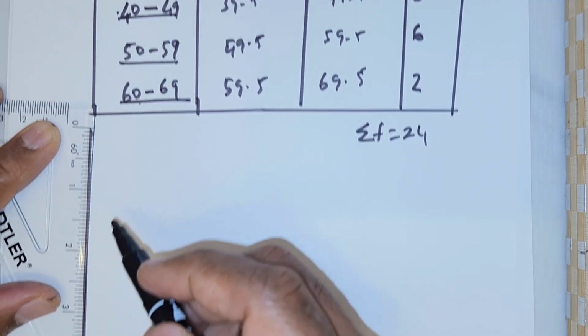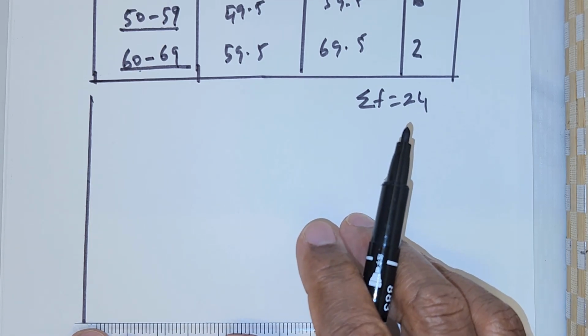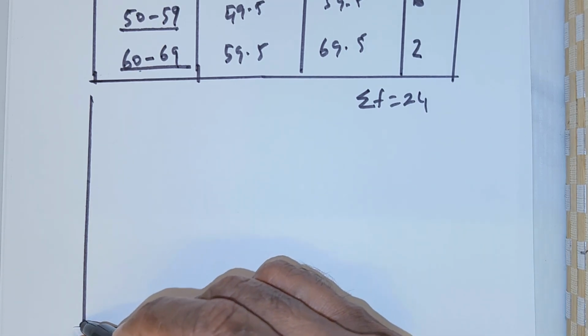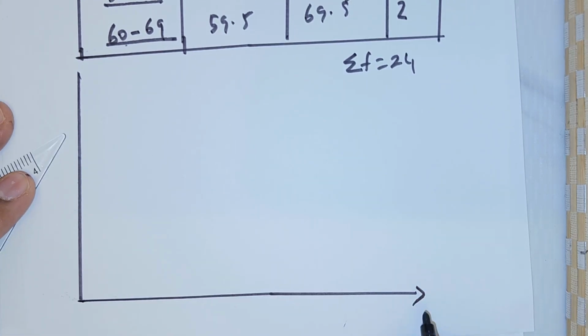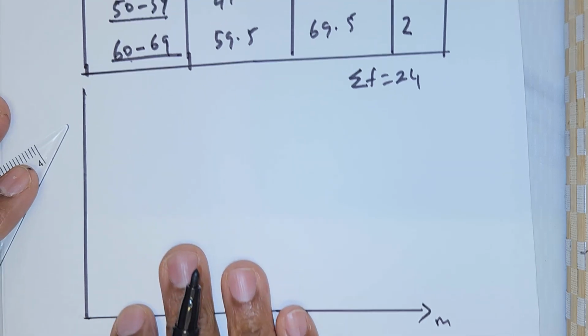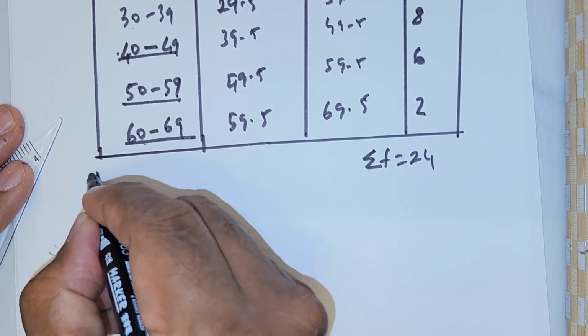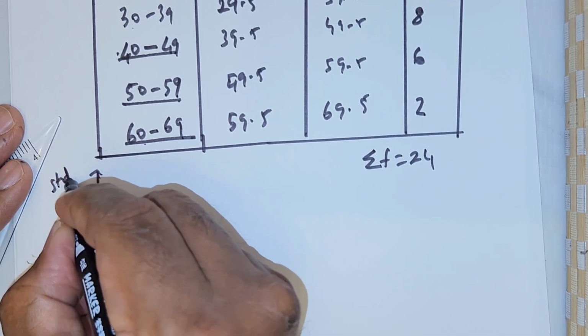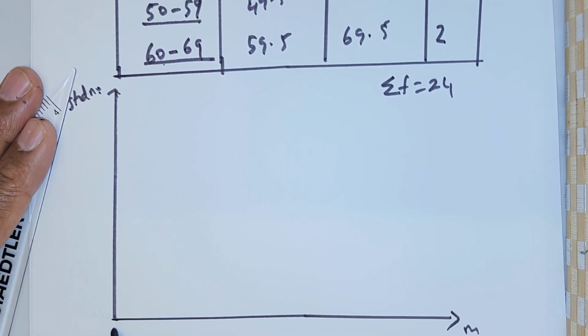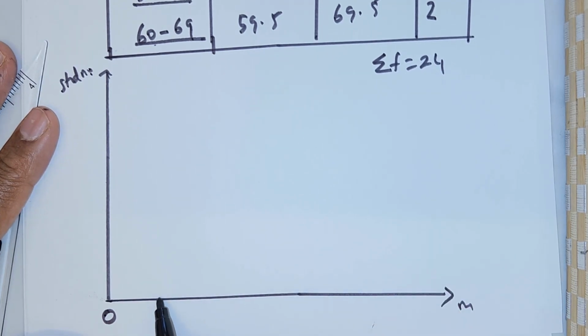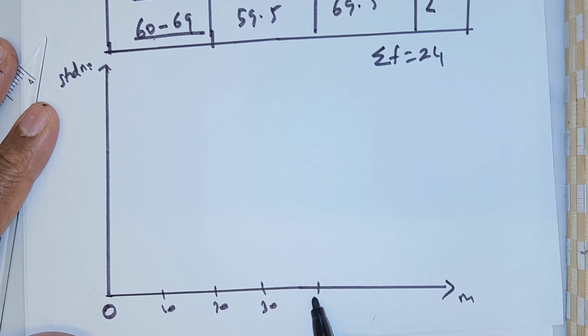So I'm going to draw the axis. So this is the axis that we have to draw. Now this is the distance in meters and this is the number of students. Okay, so we start here as 0 and this is going to be 10 units, this is 20, this is 30, this is 40, this is 50, this is 60 and this is 70.